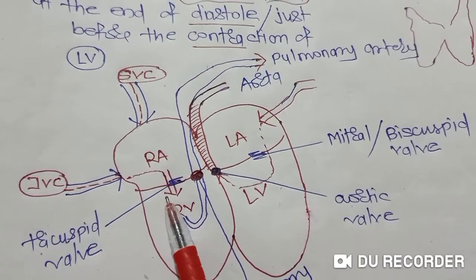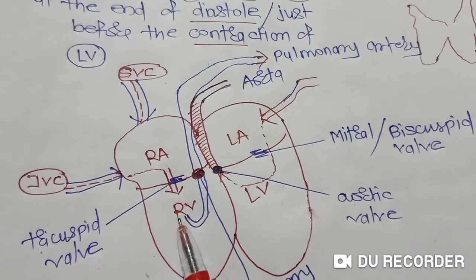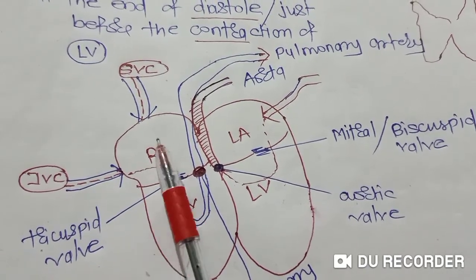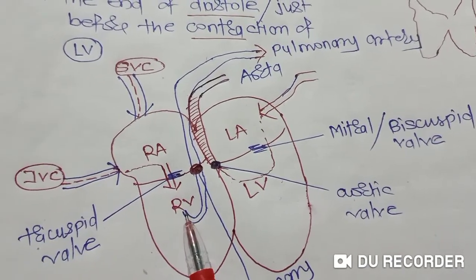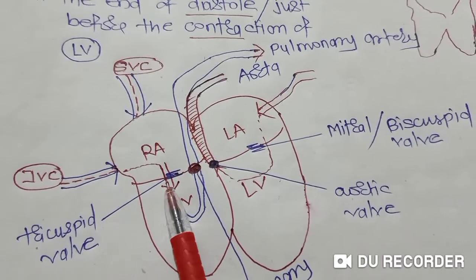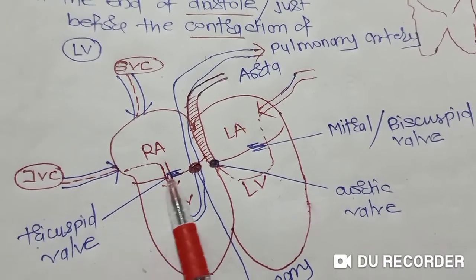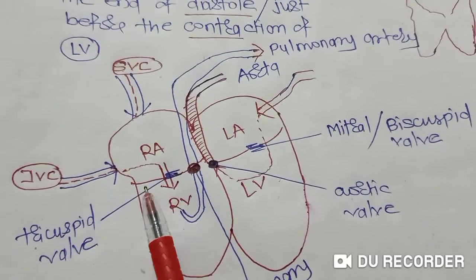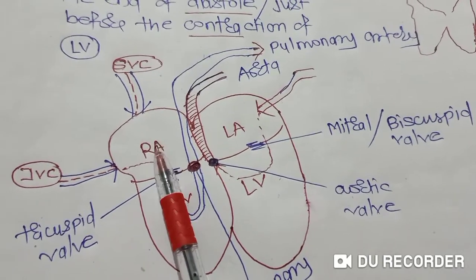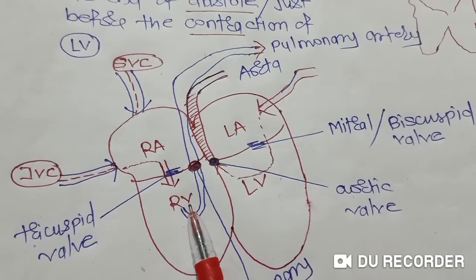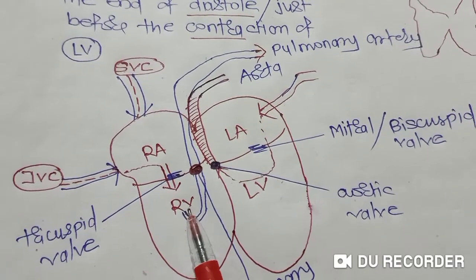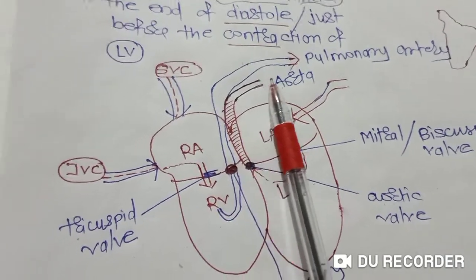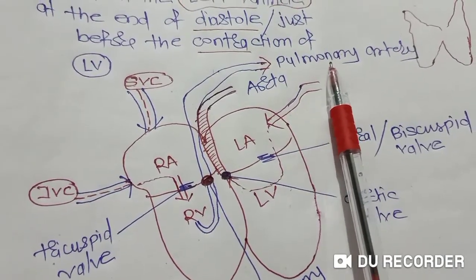Then from the right atrium the deoxygenated blood goes to the right ventricle through the valve that is called the tricuspid valve, because there are three layers. So deoxygenated blood comes to the right ventricle, and from the right ventricle it goes to the lungs. Why does it go to the lungs? For the purification of the blood.